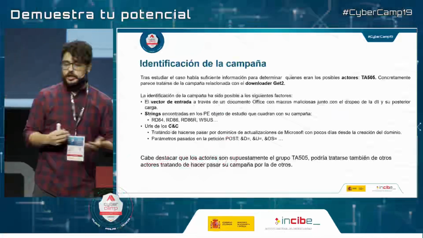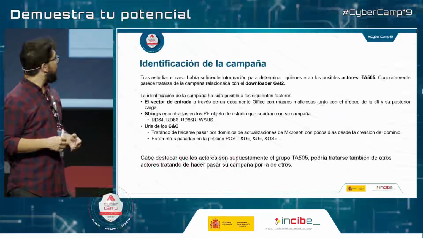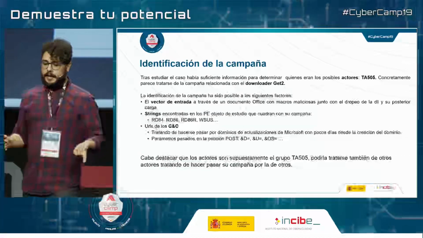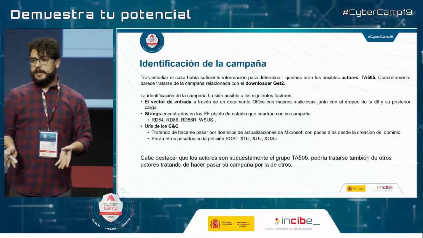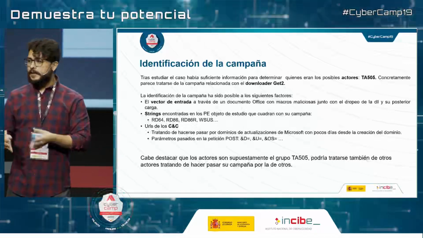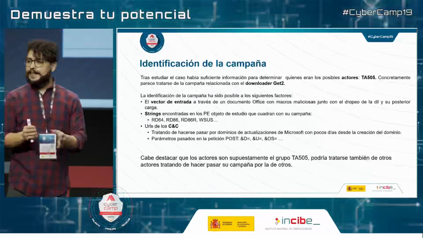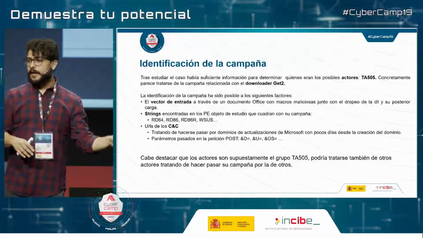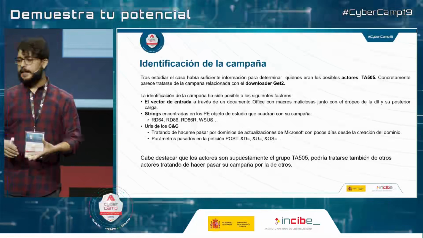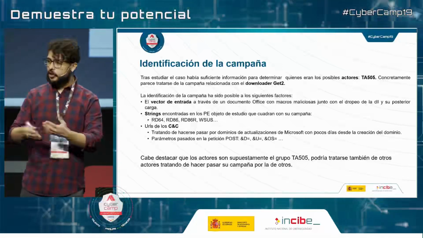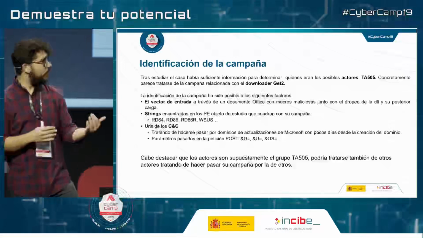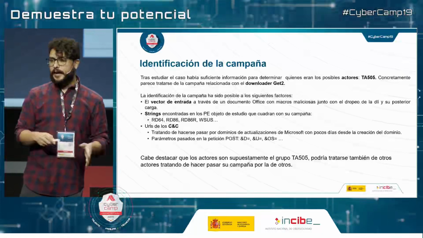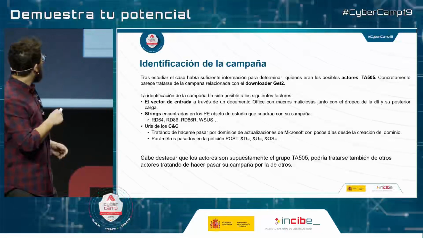Campaign identification. The attackers behind this campaign were TA505, which is related to the downloader Get2. Theoretically. Why am I saying so? Because sometimes, because of geopolitical issues, some actors try to blame other actors. So even though my identifiers confirm to me that these are the attackers, I cannot say for sure that these may not be some cyber attackers pretending to be TA505.